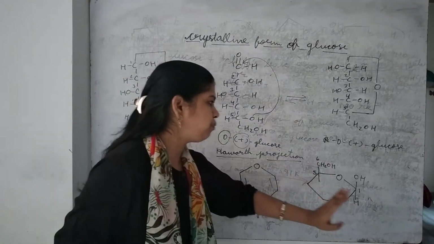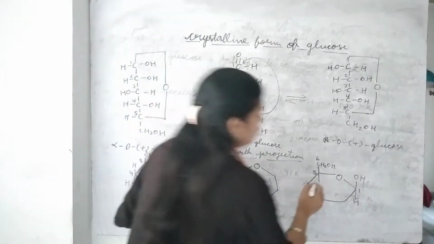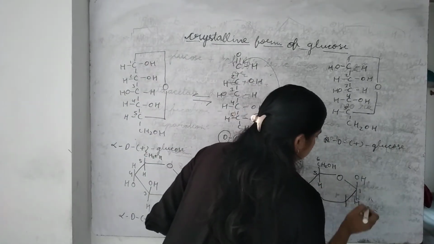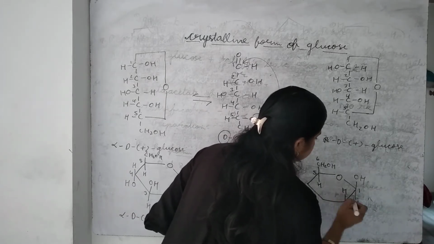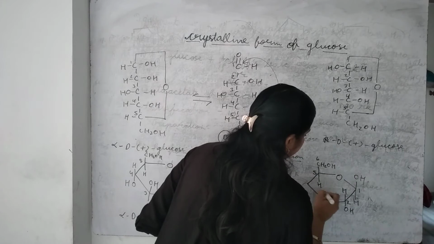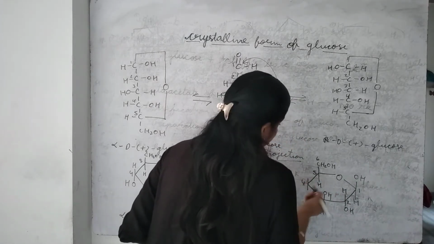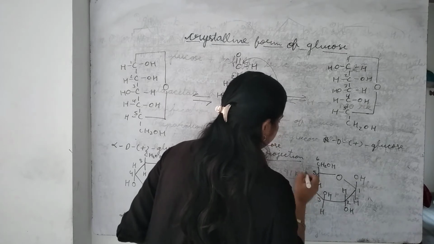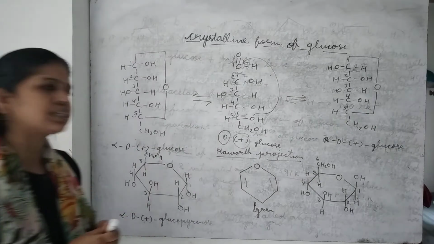Now over here only one change is observed on first carbon atom. All other OH positions will be similar. Here OH is downward. This is second carbon atom. Third one upward. And fourth one again downward. This structure is as it is. Only one difference is there.